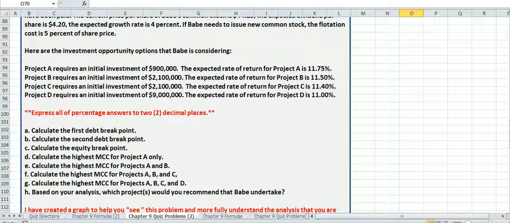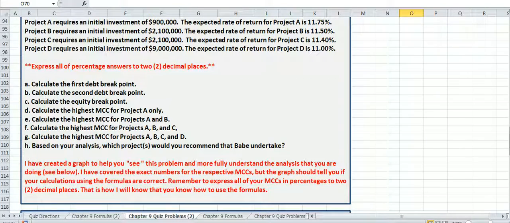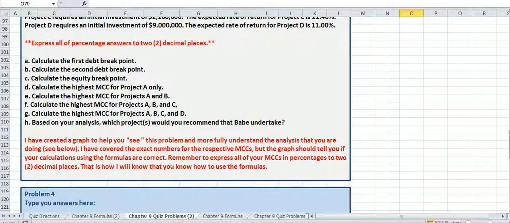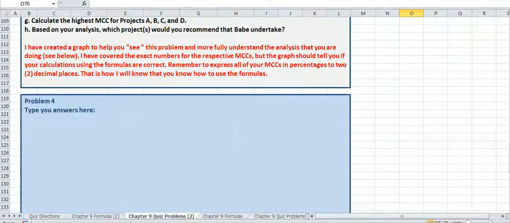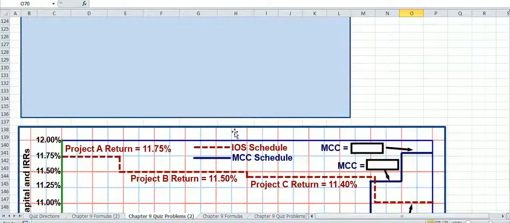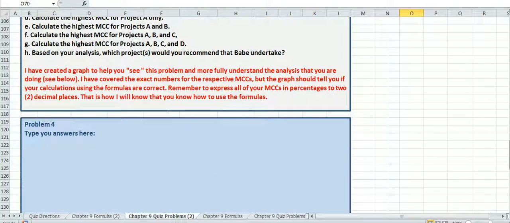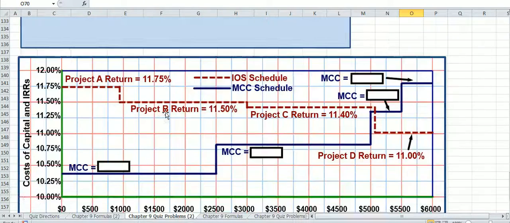Now, I've made this easy in a way for you because I've put them in the order of highest return to lowest return, A through D, so you don't have to change the order, so that's going to make it a little bit easier. And I created a graph down here, I think it's right down here. Yeah, I created a graph so you can check your answers here with the graph.